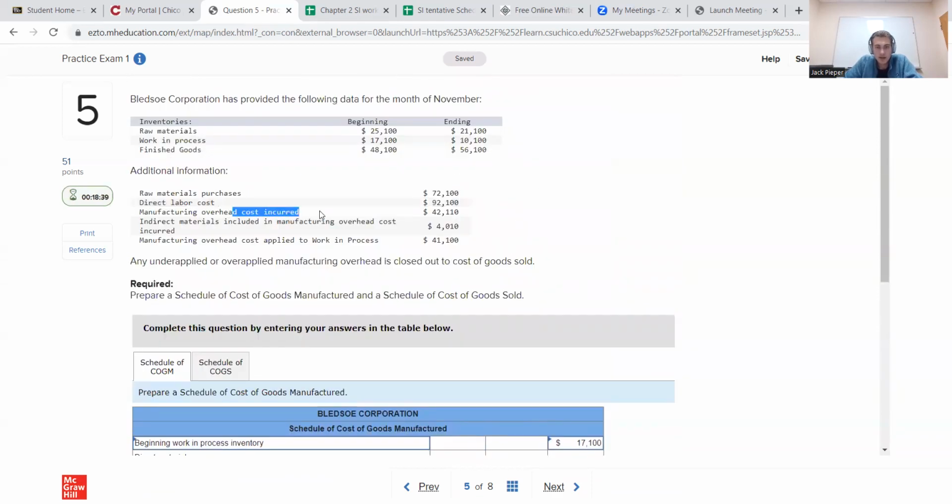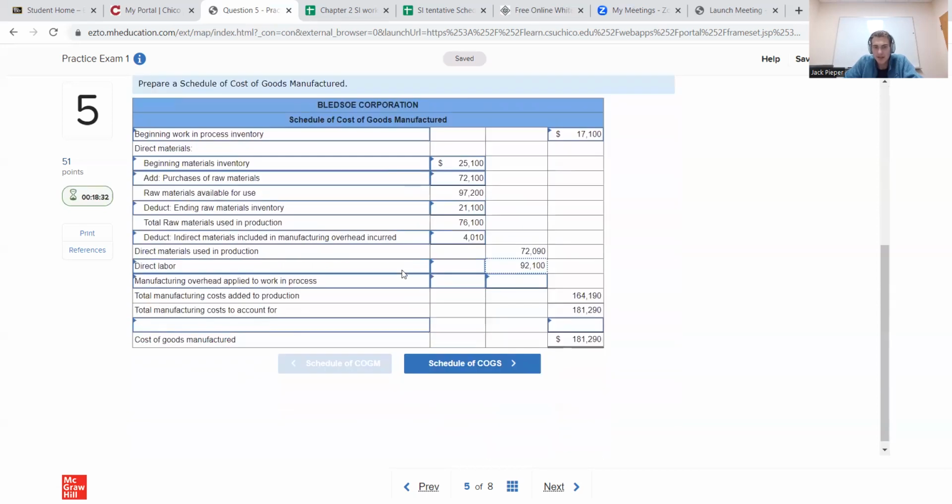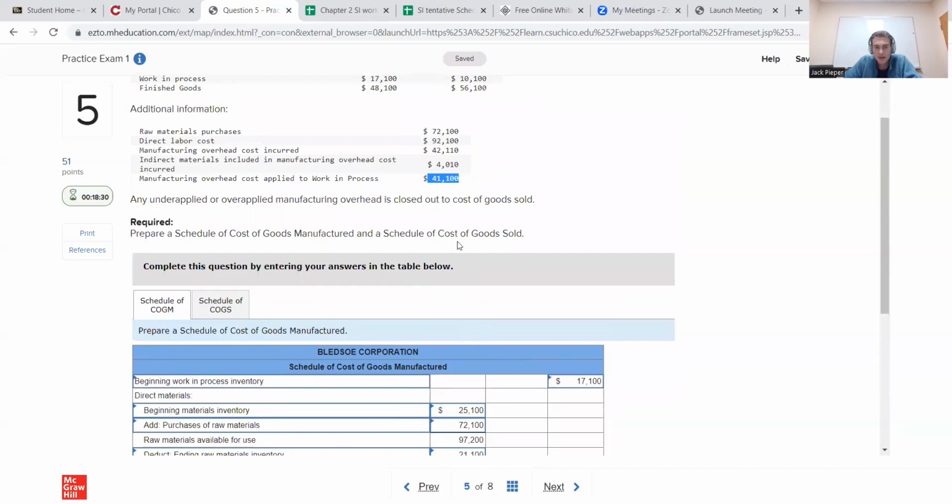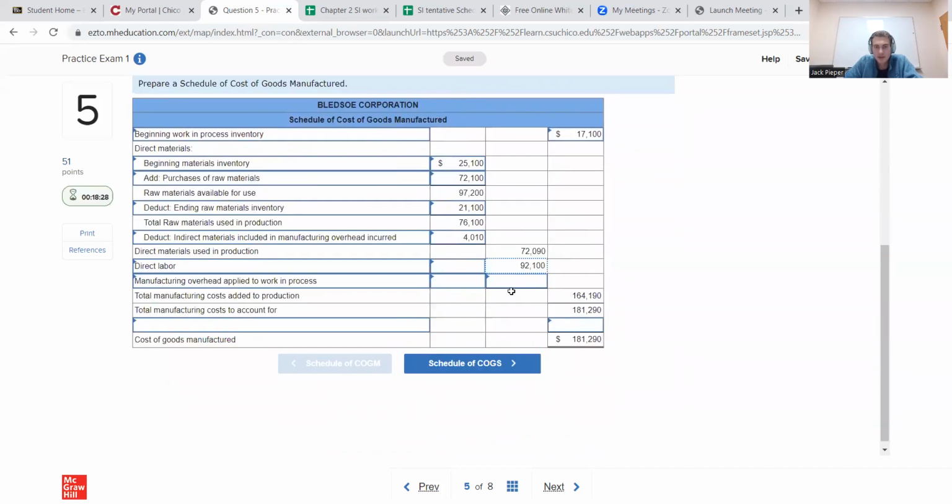And the manufacturing overhead cost incurred. Oh, be careful. Manufacturing overhead cost applied. Yes, we're using the applied. No incurred over here, at least not yet. So the 41,100. All right, and McGraw-Hill is so nice to sum all of these. A few people were asking me the difference between added and to account for. So this is how much we added in all of these steps. And then this number plus the beginning work in process inventory is how much we can account for.